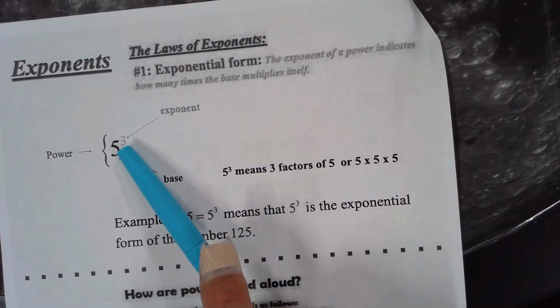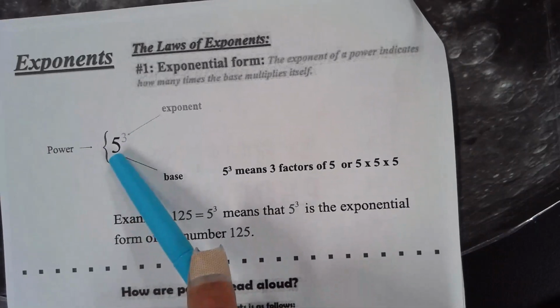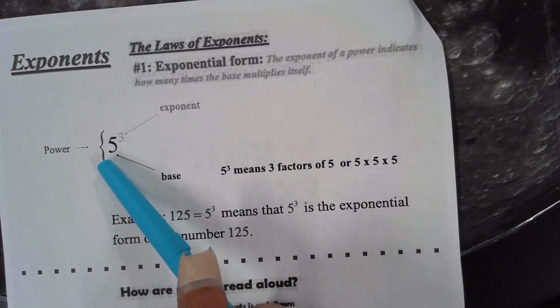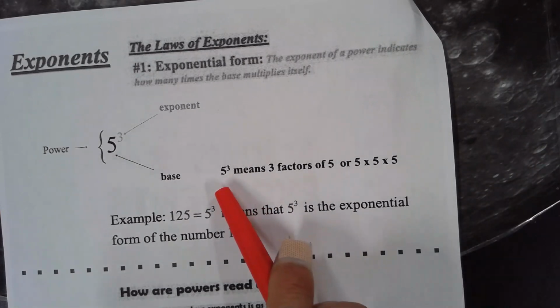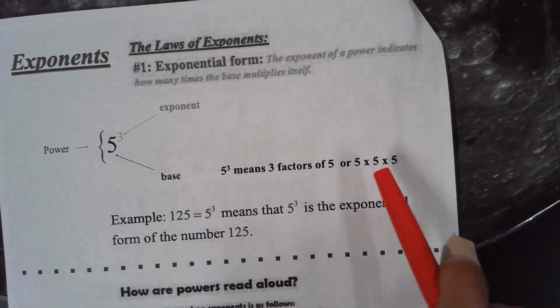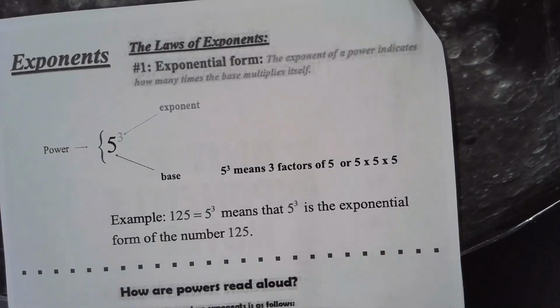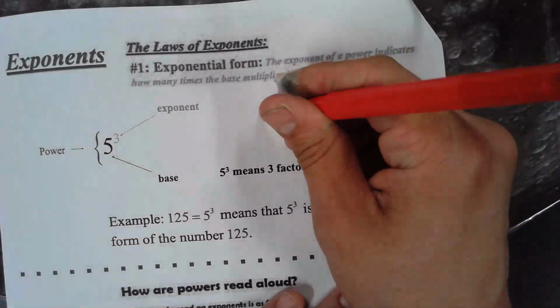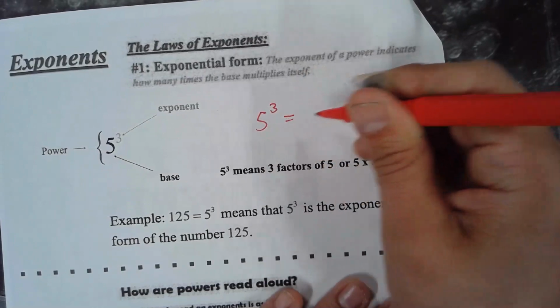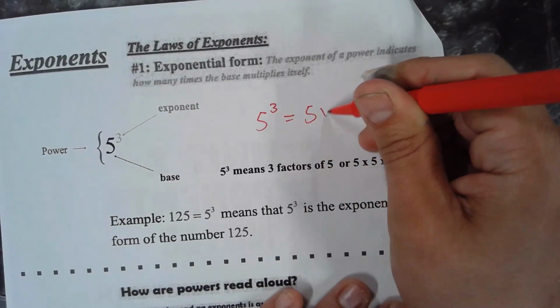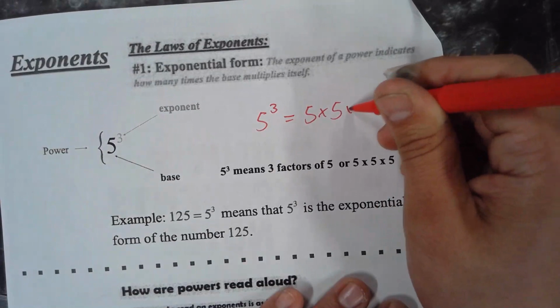So exponents. The whole thing is the power. That number at the top is called the exponent. The thing at the bottom, the 5, is the base. So I would read this as 5 to the 3rd power. 5 to the 3rd power means I'm multiplying 5 3 times. So they give you the example, 5 to the 3rd means 3 factors of 5, or 5 times 5 times 5. So I could write 5 to the 3rd power is the same as saying 5 times 5 times 5.